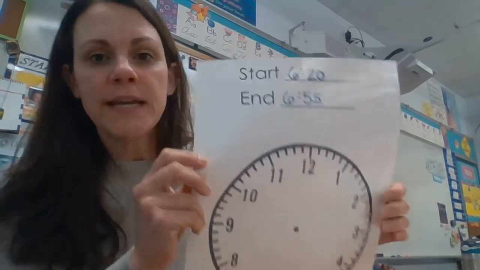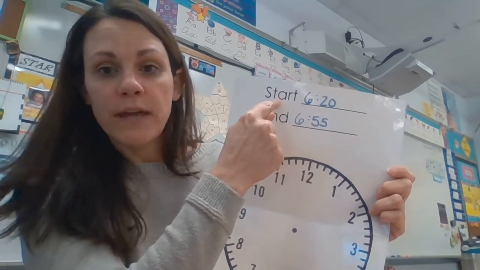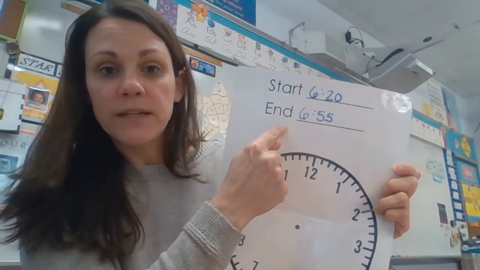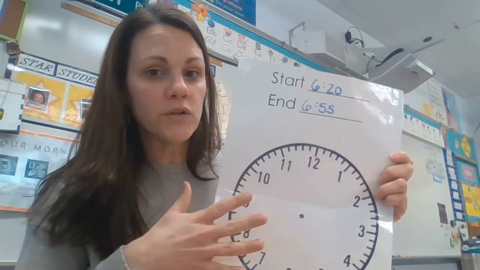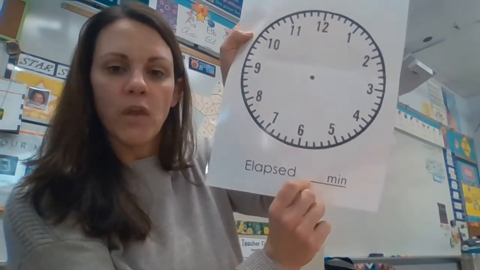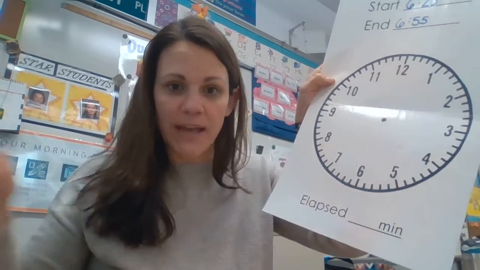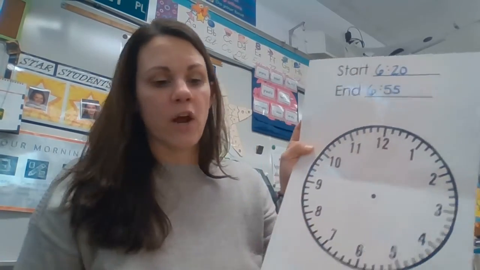All right, so again, start times are when the event starts, end times are when the event stops or ends. So we're trying to find the amount of time that the event takes. It's usually in minutes, right? So we call that elapsed time. How much time has passed between our start and our end. So when we start, we go, right?